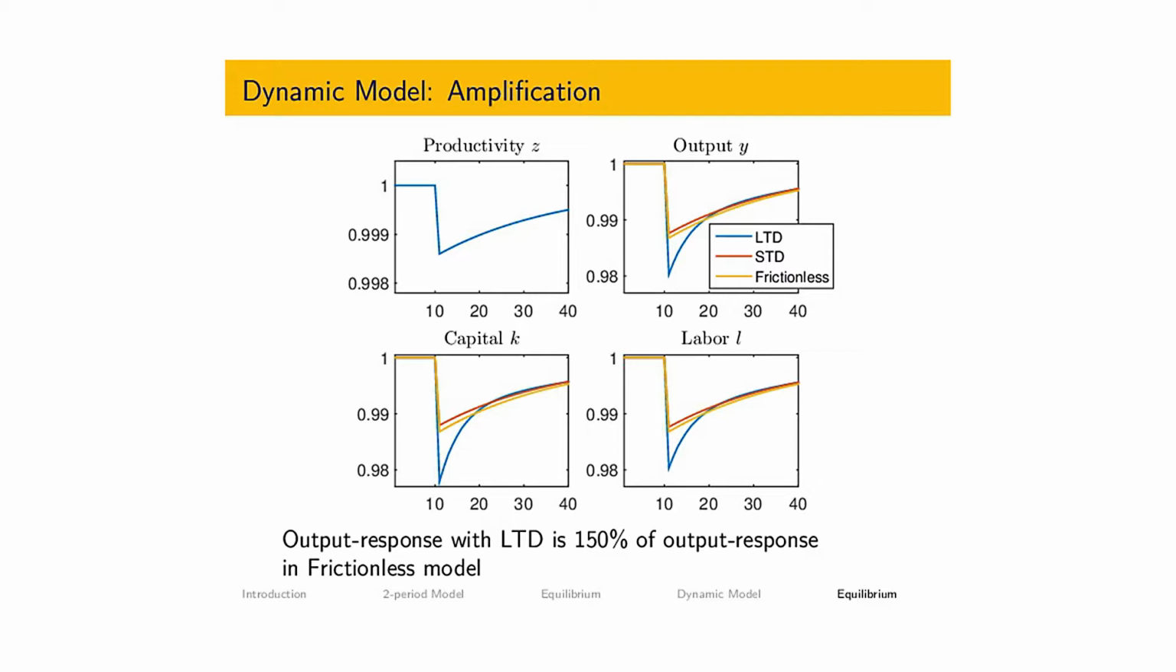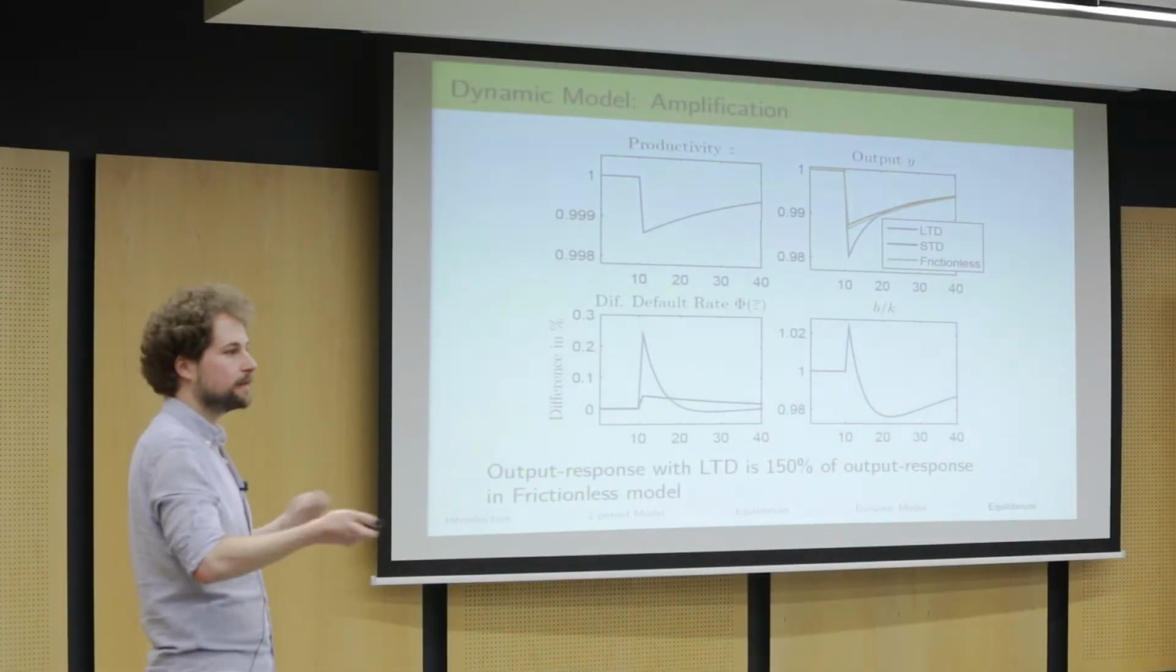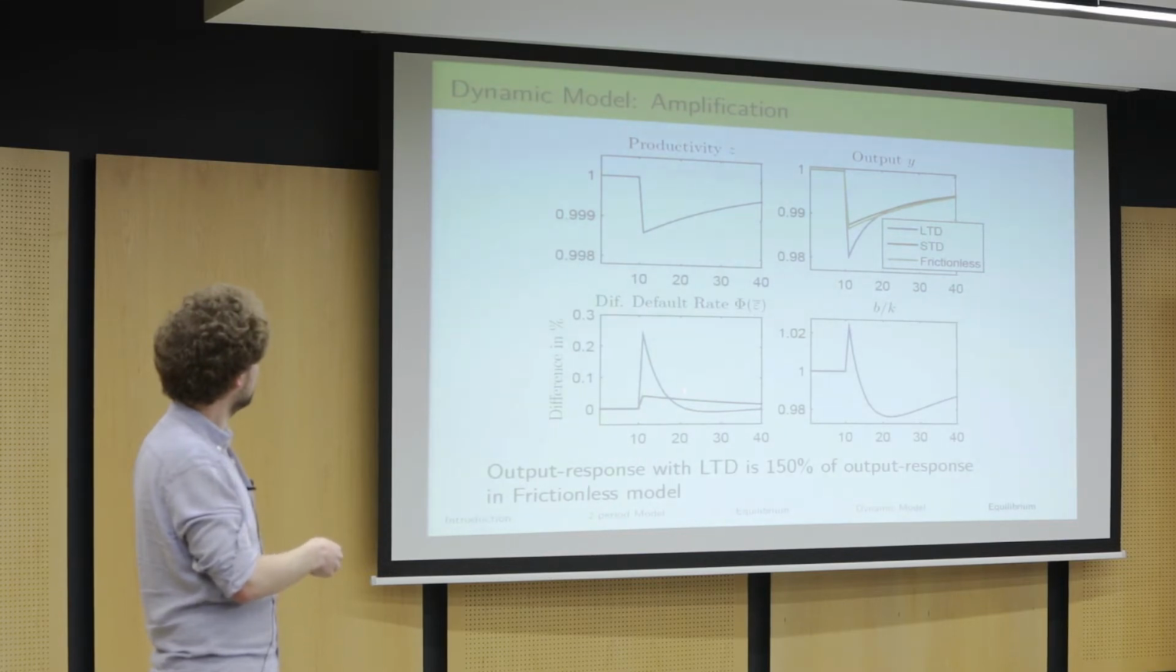It's the default rate. Here, at the moment that the shock hits the economy, even with short-term debt there's a tiny increase in default rate, but it's very, very tiny. In our long-term debt model, there's a relatively strong increase in default rate. And this means spreads will also increase at this point, and this makes the cost of capital go up. And this is exactly the mechanism which I showed in the two-period model before. And the default rate stays high for some time until it goes down again.